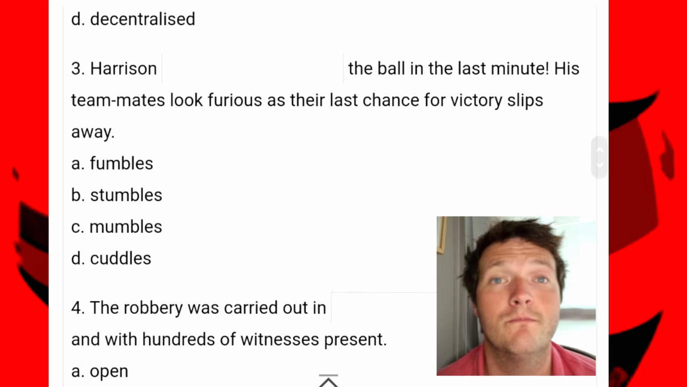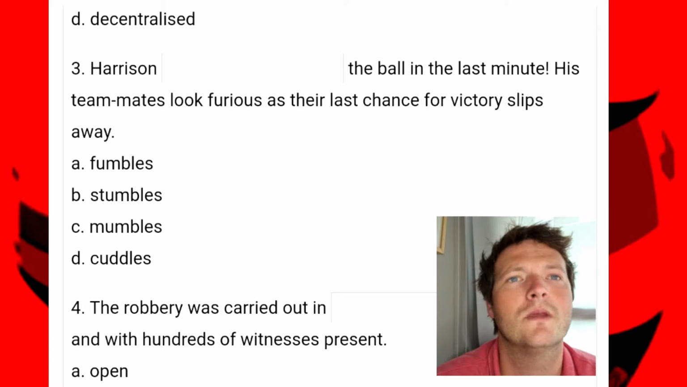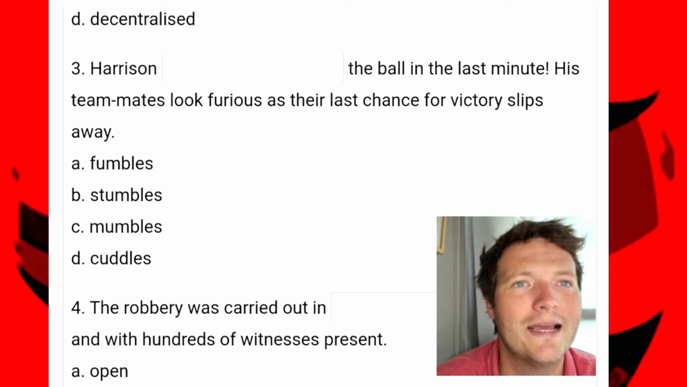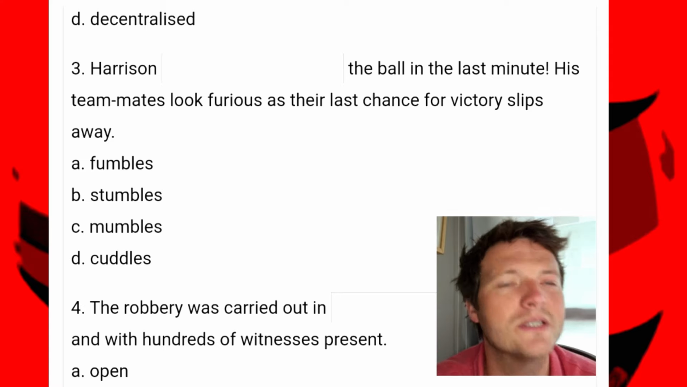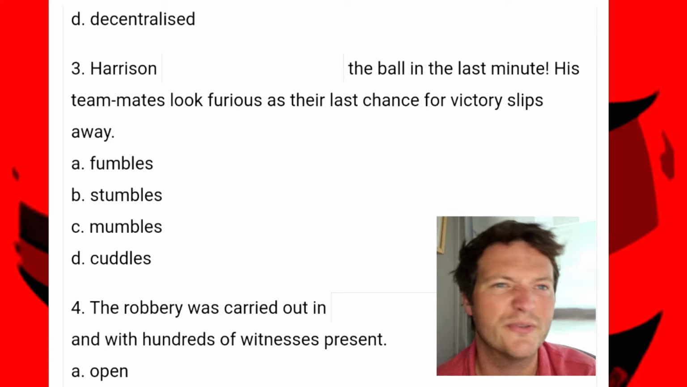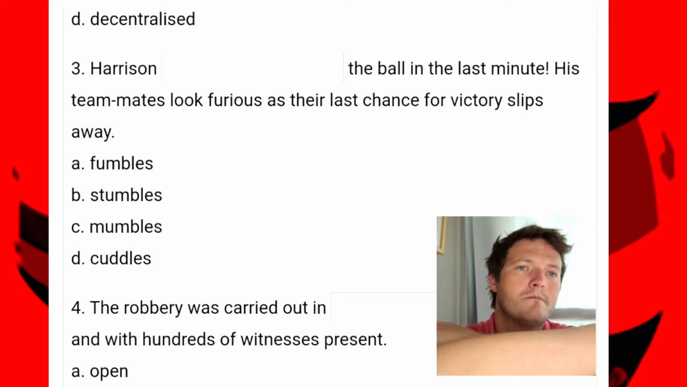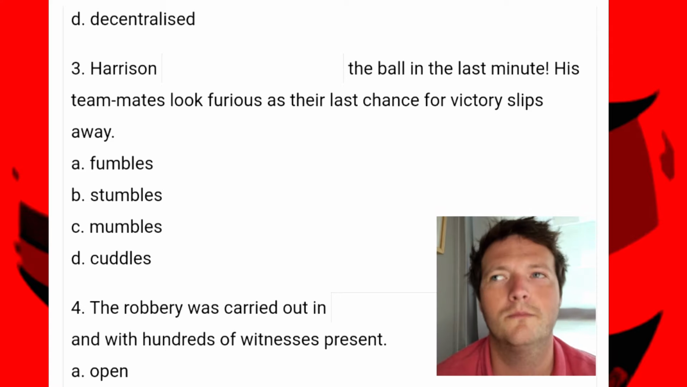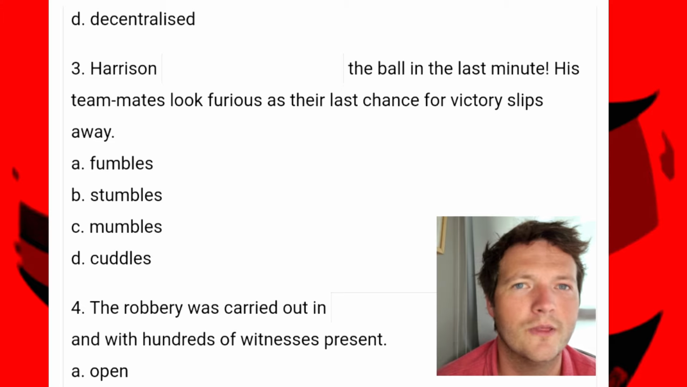Number 3. Harrison fumbles, stumbles, mumbles, cuddles the ball in the last minute. His teammates look furious as their last chance of victory slips away. Fumbles the ball. Stumbles is to trip. Mumbles is when you don't speak clearly. Cuddle is to embrace something. You cuddle up to somebody that you love. A child will cuddle up with their mother or their father.